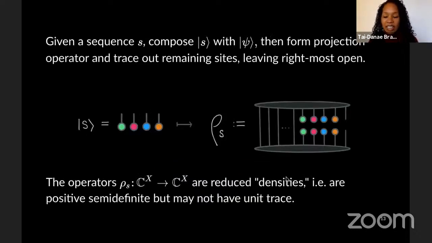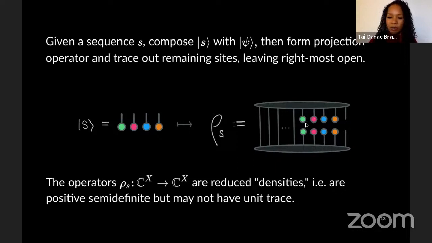Okay, given psi, and given a sequence like "beautiful orange sunset is," how do I get a matrix or an operator from this? Well, take your sequence. Here on the screen, I have a sequence of length n. Compose its vector representation with psi that we defined on the previous screen. Then form projection and trace out the remaining sites. But I want to leave the rightmost site open. That's because if I have open indices, that guarantees I actually have a linear map or a matrix from the free space on X to itself.